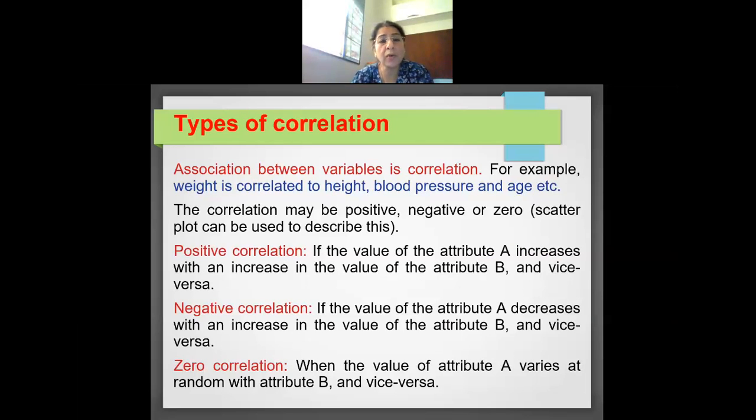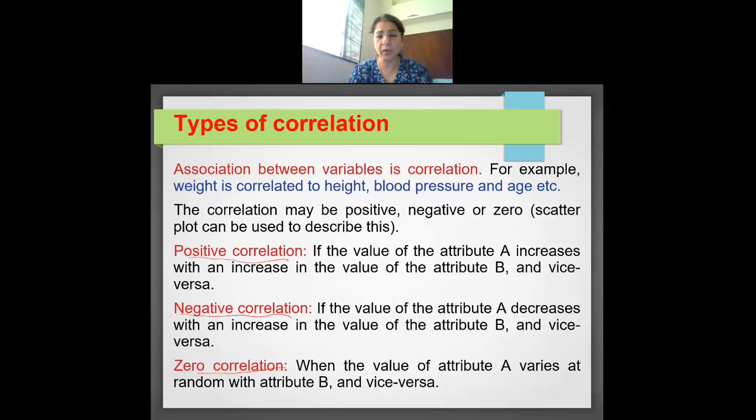So when you talk about correlation, that is association between variables, like for example, height and blood pressure, age, and so on, we have three different kinds of relationship. One is positive correlation, another one is negative correlation, and zero correlation. Positive correlation, if the value of one attribute A increases with the increase of other value B also, means both are increasing or both are decreasing. Or one is decreasing, other is increasing, so that is kind of negative correlation.